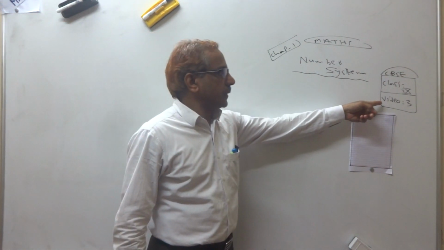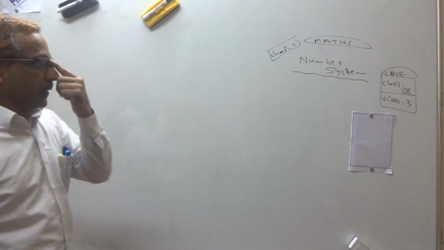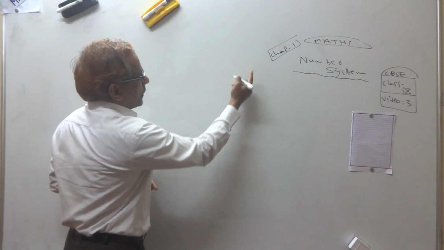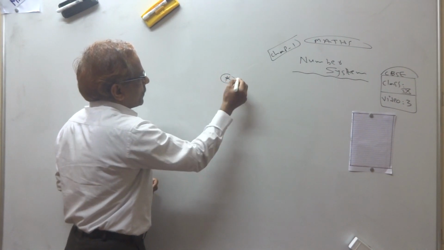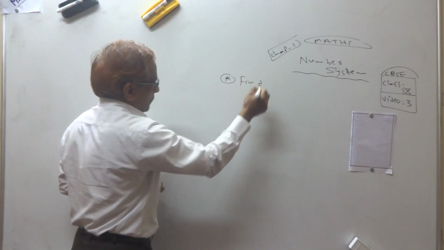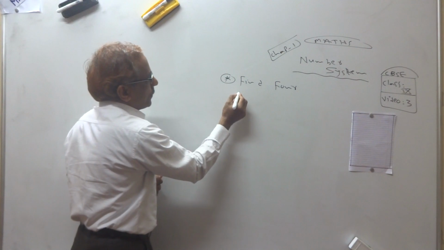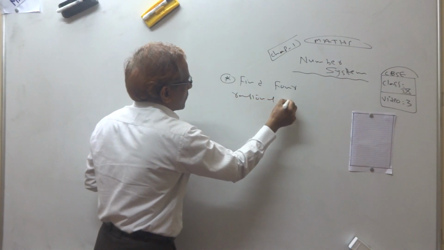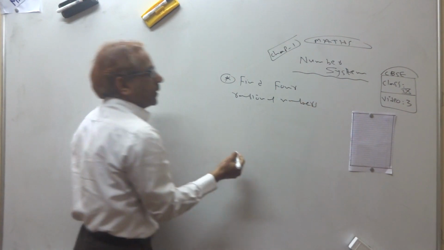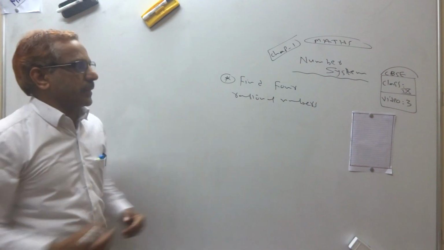This is the third video for class 9, in the first chapter, number system. Last class we did these types of questions: find 4 rational numbers. I want to give 1 or 2 more questions. Last class we completed the first exercise, so today we start the second exercise.